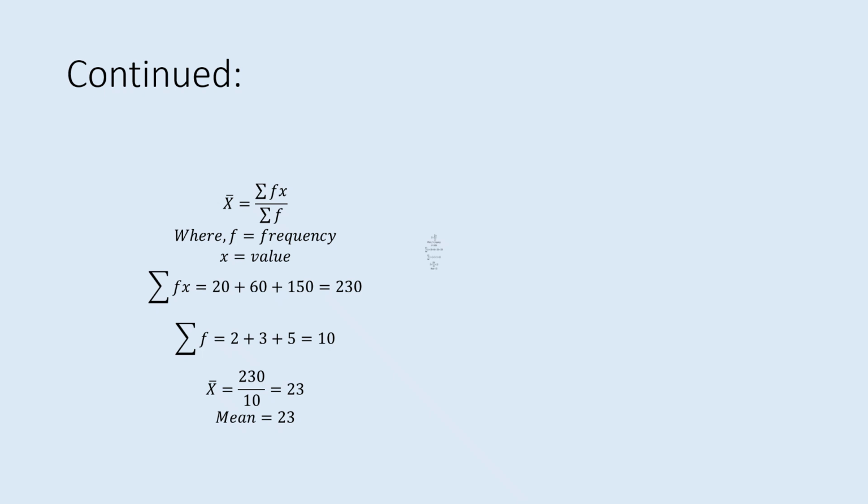So we can calculate the arithmetic mean from the formula given above, which is x bar is equal to summation of fx by summation of f, which is 230 by 10. So we get x bar or mean equal to 23. So the mean here is 23.